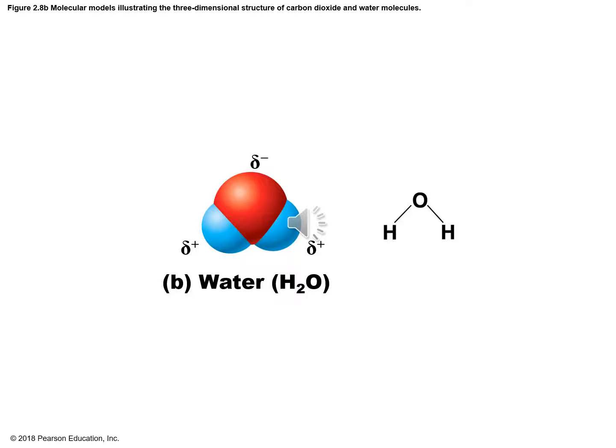Here it is. Here is water, and it is considered polar because where the hydrogens are located have a bit more of a positive charge, and where the oxygen is located has a bit more of a negative charge. So we see then this structure has different charges on different sides of it.